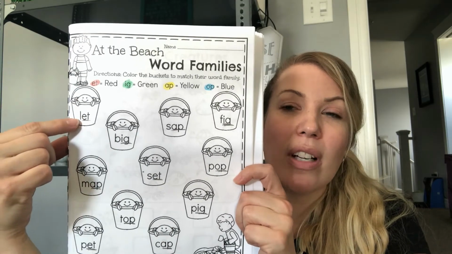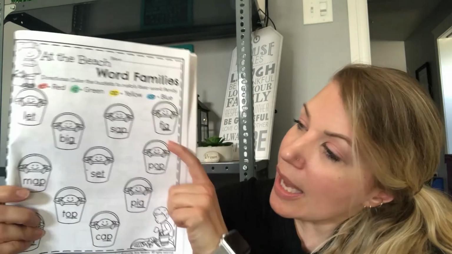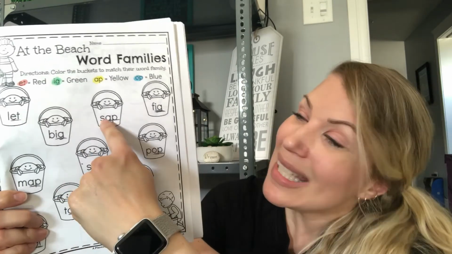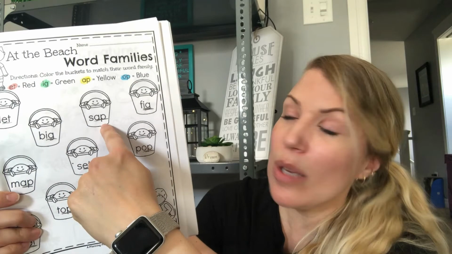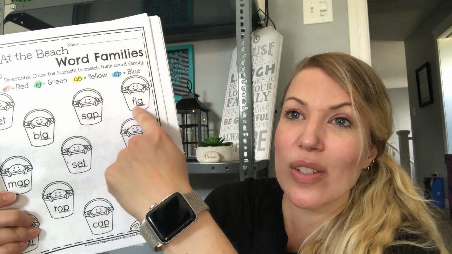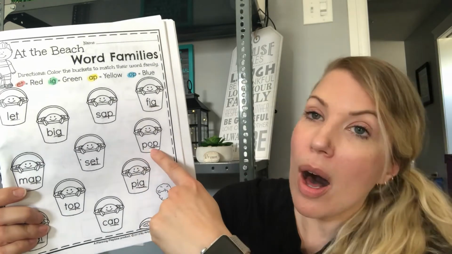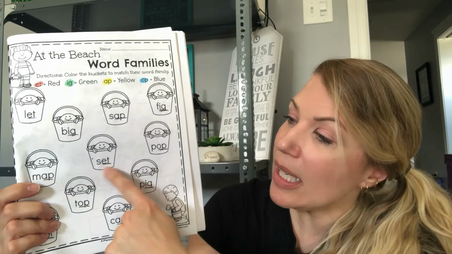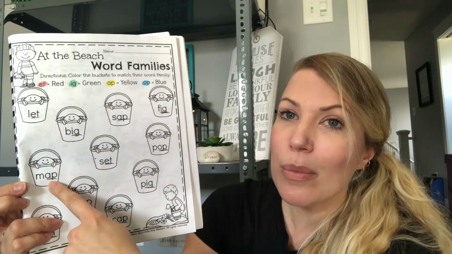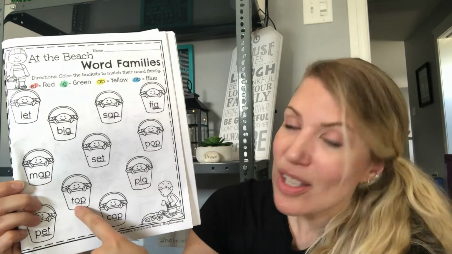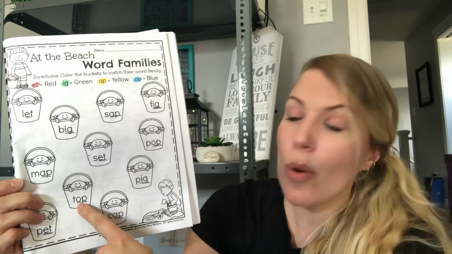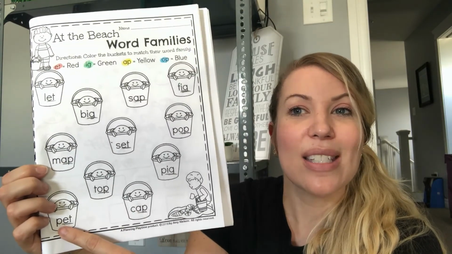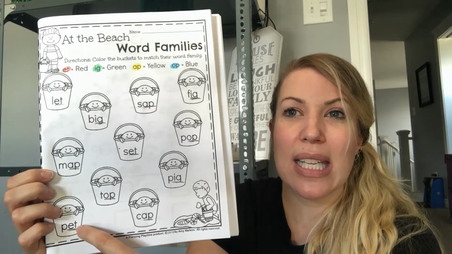So the words we have are let, big, do you see how I underlined the IG? Sap, so I underlined the AP. Fig, so I underlined the IG. Pop, so we underline the OP. Set, so we underline the ET. Map, what do we underline? The AP. Op, so you underline the OP. And cap, underline the AP. And last, pet, so underline that ET.